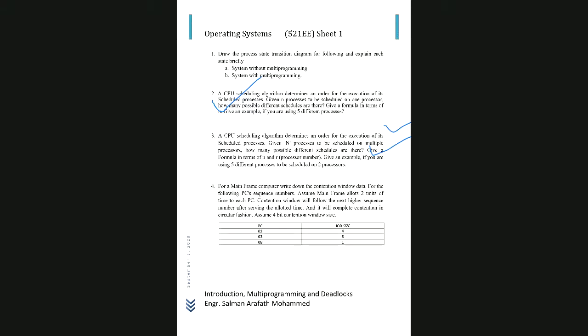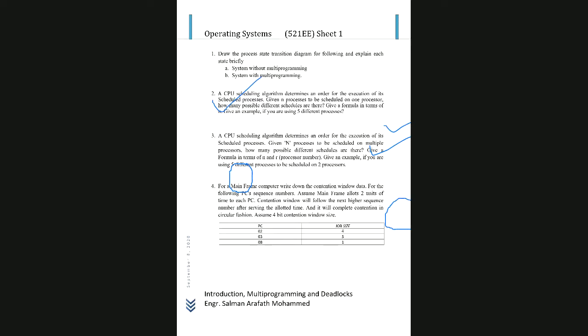Now we will see the second problem: a CPU scheduling algorithm determines an order of the execution of its scheduled processes. Given n processes to be scheduled on one processor, how many possible different schedules are there? Give a formula in terms of n. Also, as an example, if you are using 5 different processes, how many possible schedules are there? We have to find out.